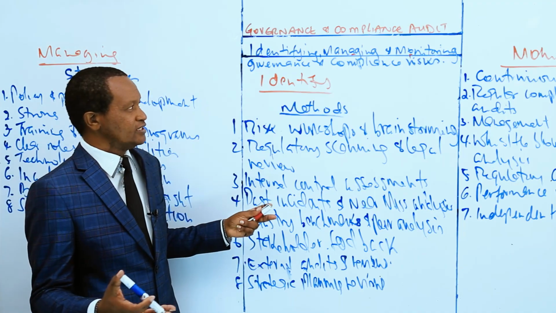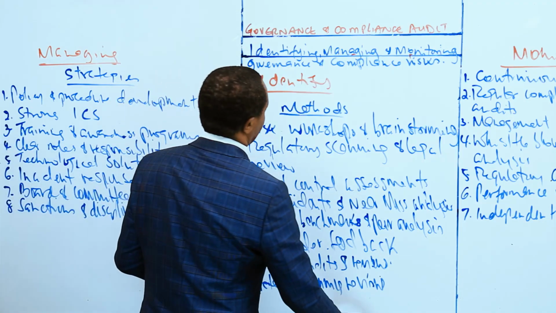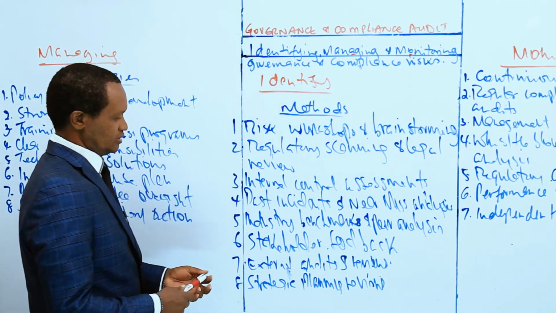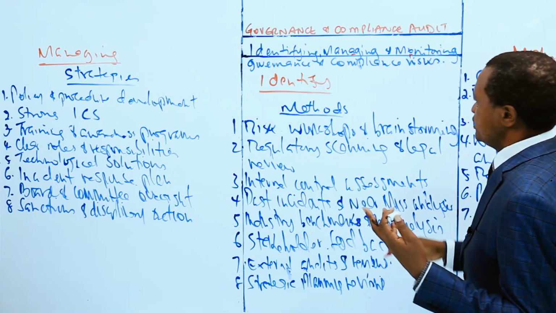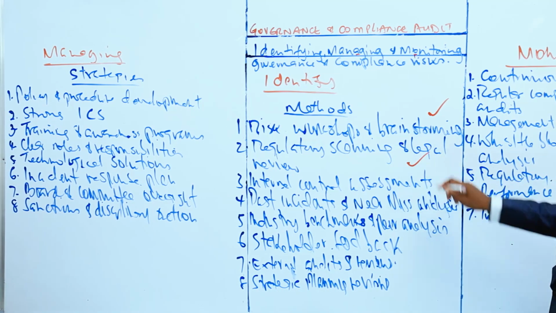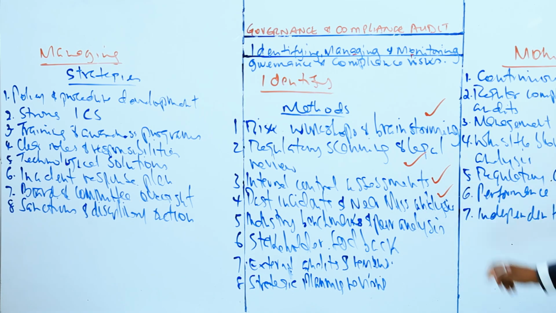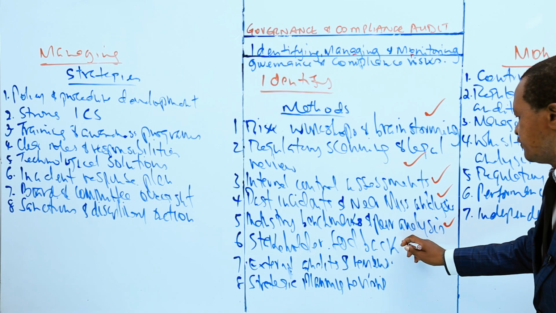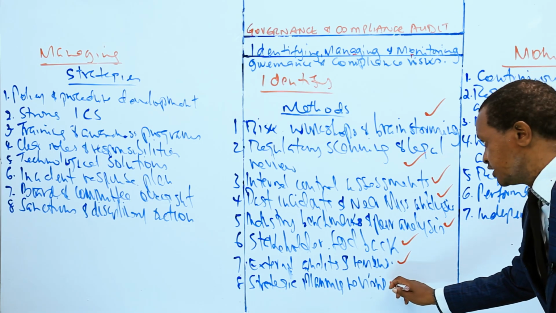We've discussed the 3 major areas. We started by identifying governance and compliance risks. And we've said one way or method that can be used to identify risks is through risk workshops and brainstorming sessions. Number 2, regulatory scanning and legal reviews. Number 3, internal control assessments. Number 4, past incidents and near-miss analysis. Number 5, industry benchmarks and peer analysis. Number 6, stakeholder feedback. Number 7, external audits and reviews. Number 8, strategic planning reviews.